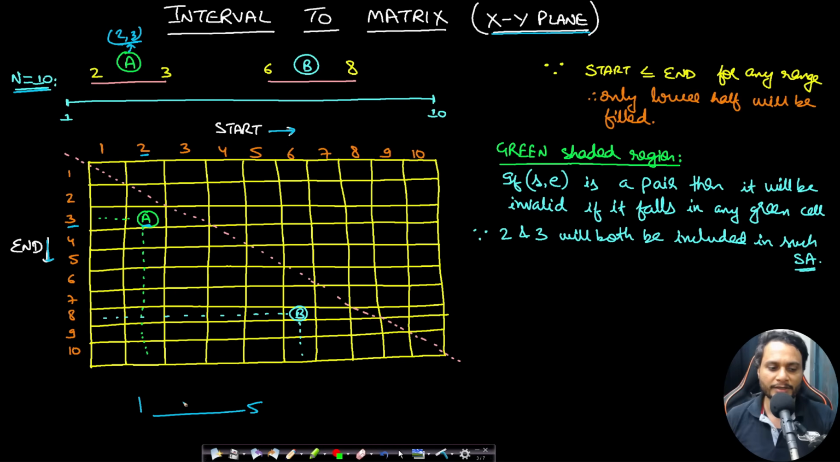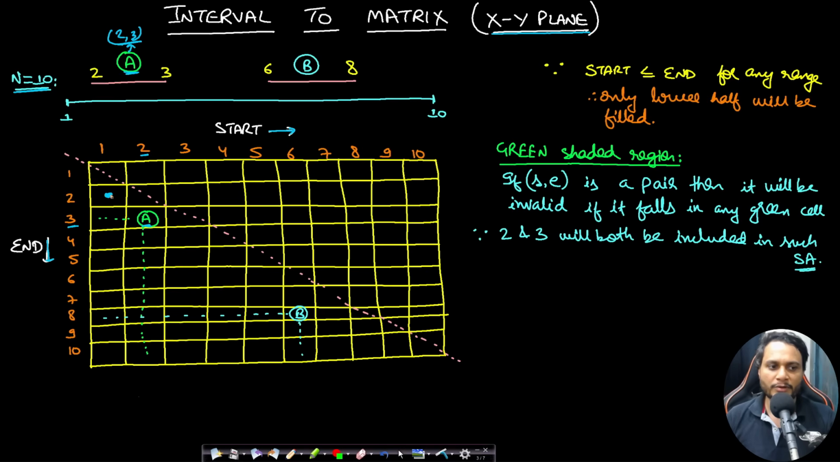Yes, you will include it. 2 to 3 will be inside it, right? So that is why it will become invalid. It will become invalid if you take another point, let's say 2, 10 here. So 2, 10 will contain 2, 3, right? So this entire shaded area will always contain 2, 3. So all of these points will become invalid if you are considering this interval A.